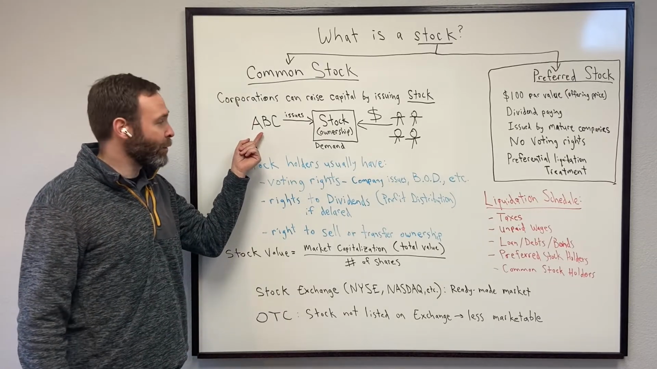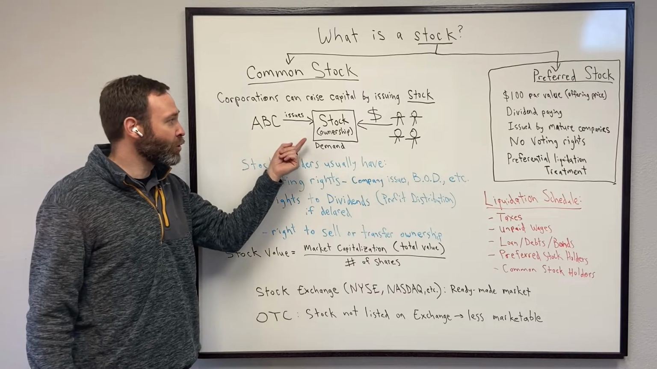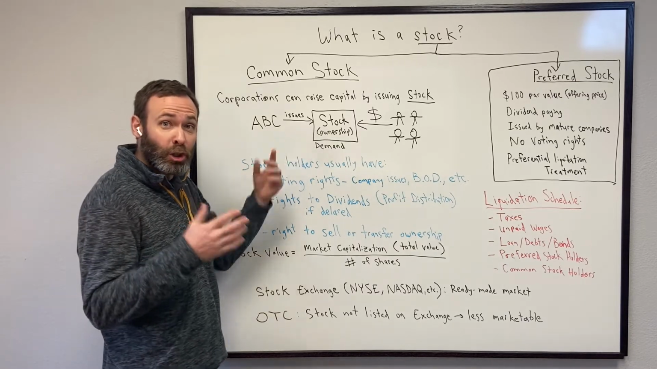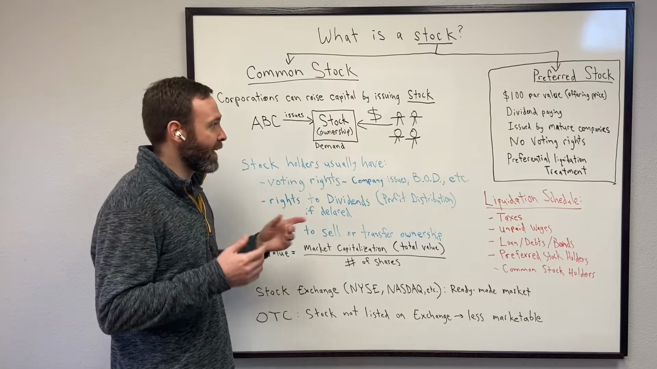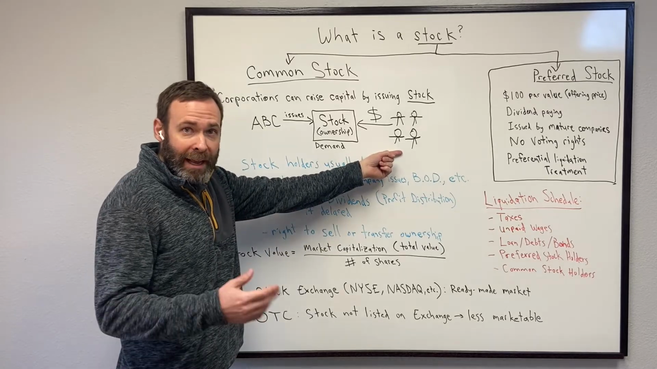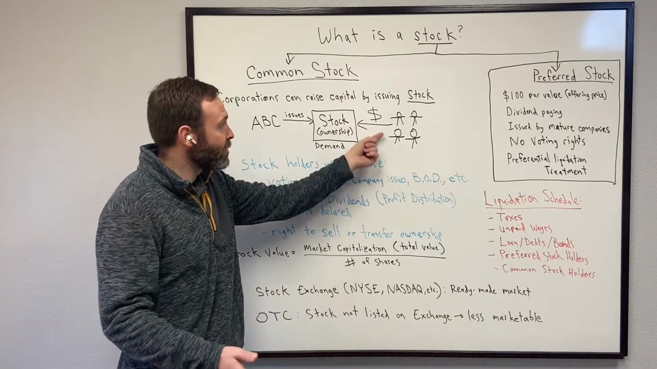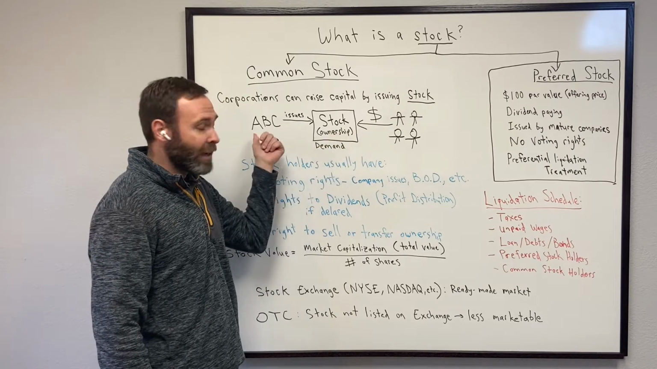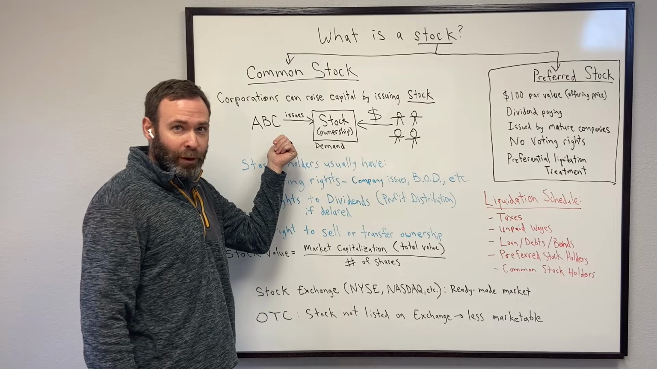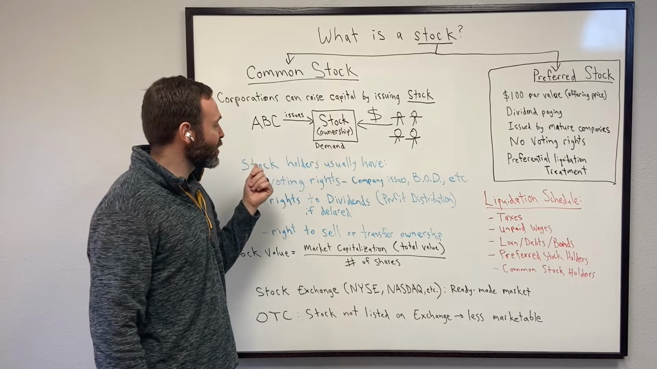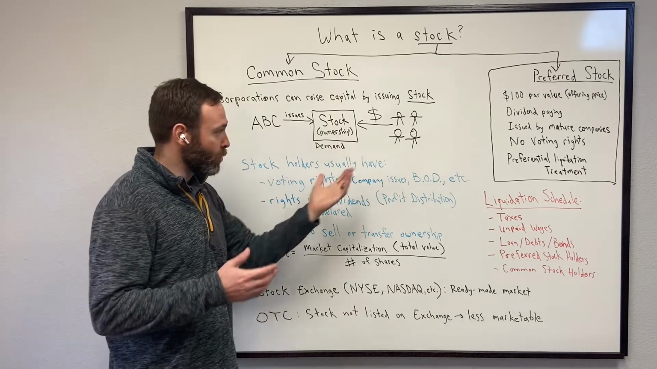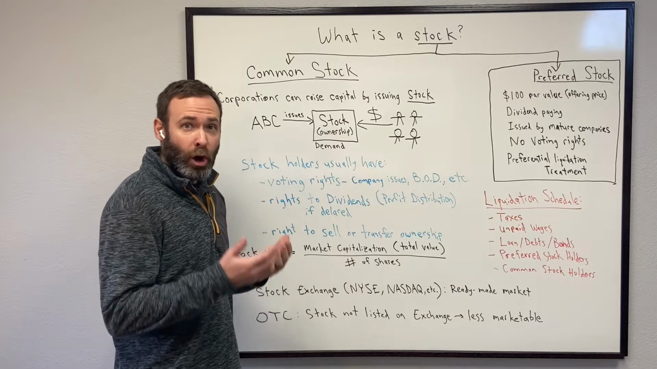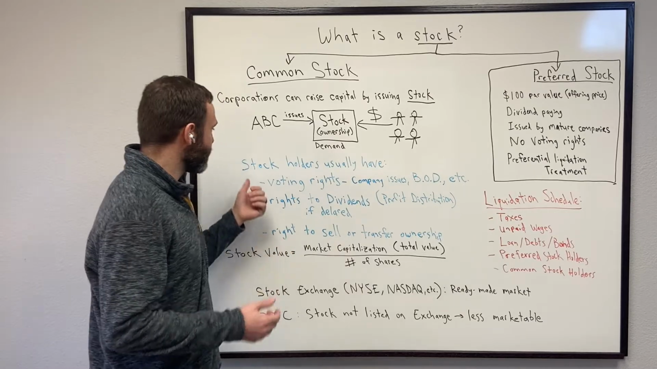So in this example, ABC Company issues a certain number of stocks, usually based on market demand, and people and other businesses and corporations can buy those stocks, and it raises capital for ABC Company. In exchange, stockholders will have ownership of that company.